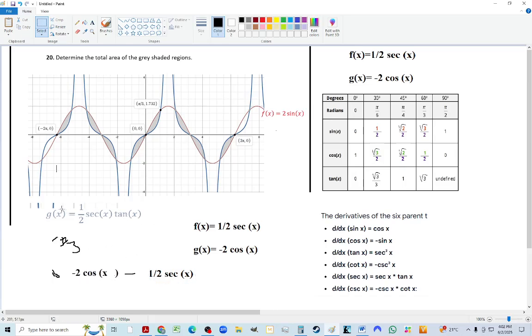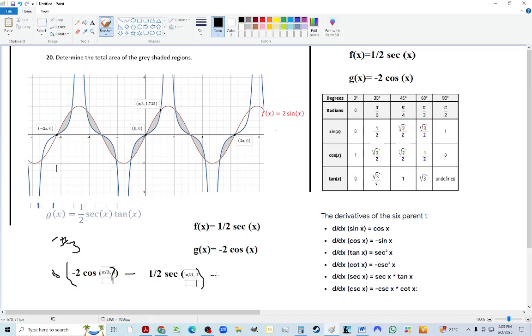And I have to do this one for pi over 3 here, and pi over 3 here, and I have to solve that. Now, fortunately, there are some exact values.